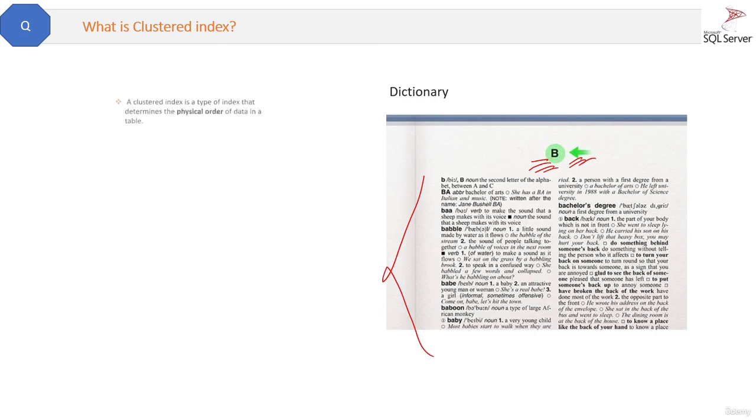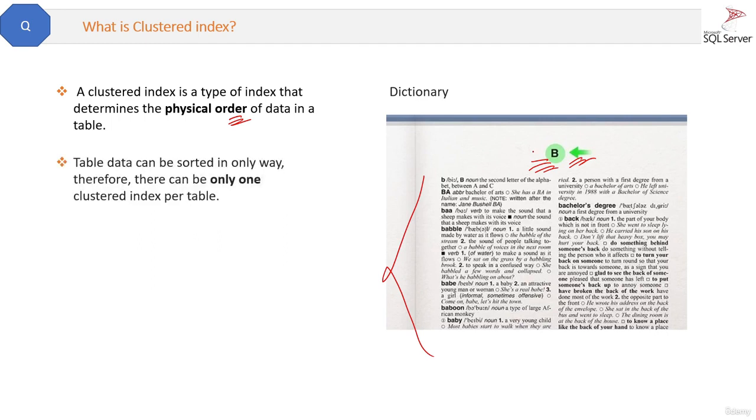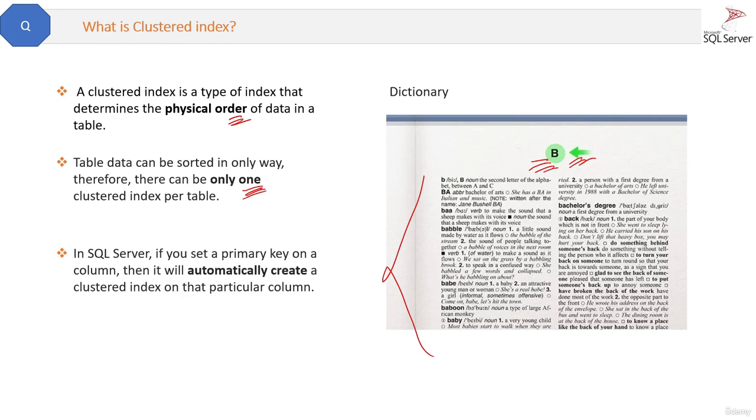Similarly, a clustered index is an index which defines the physical order in which table records are stored in the database. Also in a dictionary you can have items in alphabetic order, right? No other way. So only one index is possible in the dictionary, right? One way. Similarly, table data can be stored in only one way. Therefore, only one clustered index per table is possible. Now the next point is, in SQL Server, if you set a primary key on a column, then it will automatically create the clustered index on that particular column, right? So this is the brief details about the clustered index.